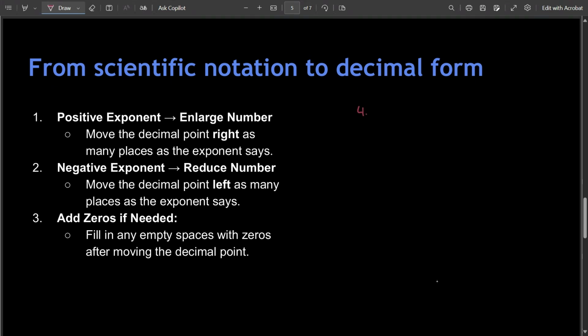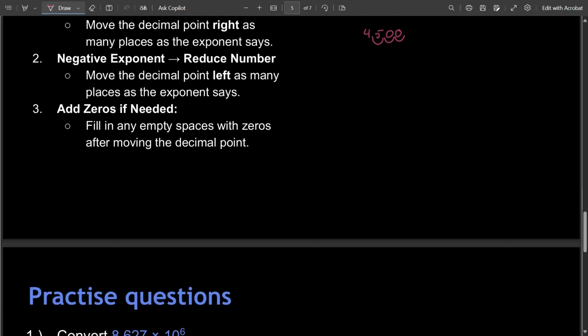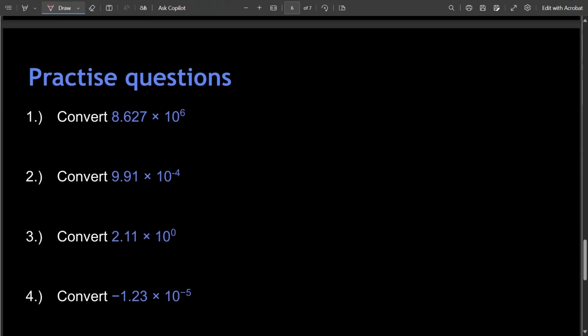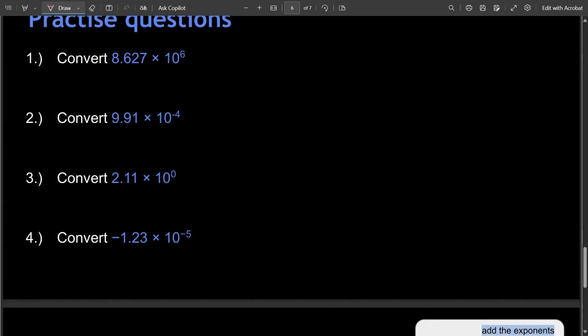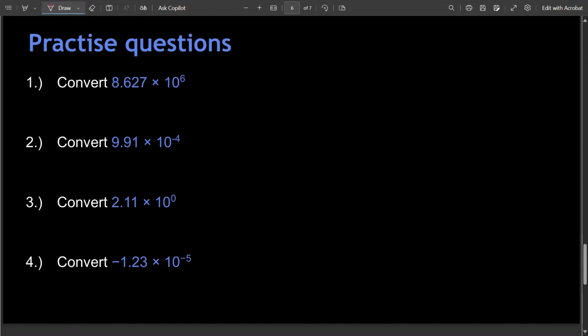So 4.5 times 10 to the power of 3. So we can see we have a positive exponent, meaning we need to enlarge the number. So 4.5, and we move the decimal point to the right, so 1, 2, 3. And our new number is 4,500. Let's have a look at some practice questions. Feel free again to pause the video and try these out for yourself.